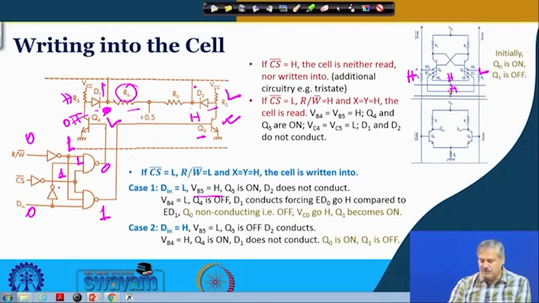Okay. Now when this happens, Q0 which was on and Q1 which was off, it was just holding one, these cross coupled structures. If one is on, it remains on, another is off means it remains off. So that was the case at that time.